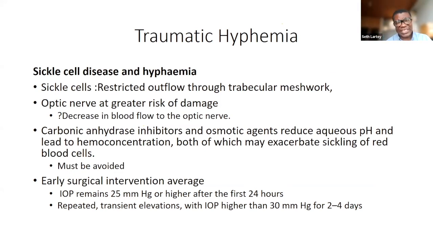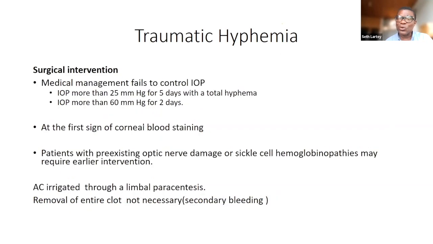The optic nerve is also at risk because there's decreased blood flow to the optic nerve, and carbonic anhydrase inhibitors and osmotic agents reduce aqueous flow because they cause hemoconcentration and make the sickling worse. So you want to avoid carbonic anhydrase inhibitors in sickle cell patients. And in sickle cell patients, you want to intervene earlier than average. If the IOP is 25 millimeters of mercury for 24 hours, you want to go in. Or if there's a repeated, even transient, IOP rise to 30 millimeters of mercury for 2 to 5 days, you want to go in earlier.